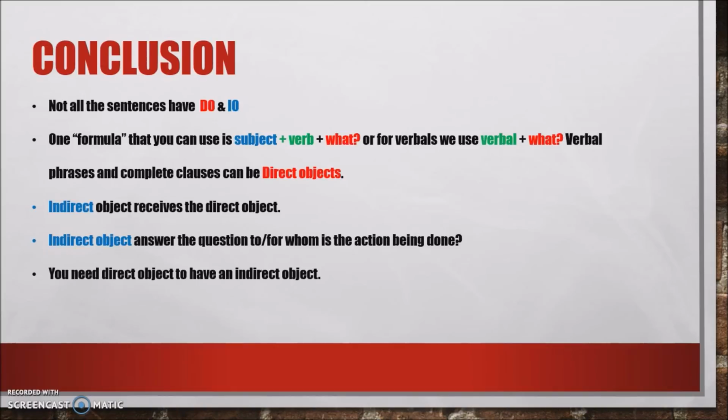And then we have: the indirect object receives the direct object. It means that the indirect object receives the action. Also, the indirect object answers the question to whom or for whom is the action being done. You need a direct object to have an indirect object. If you don't have it, you cannot have an indirect object.